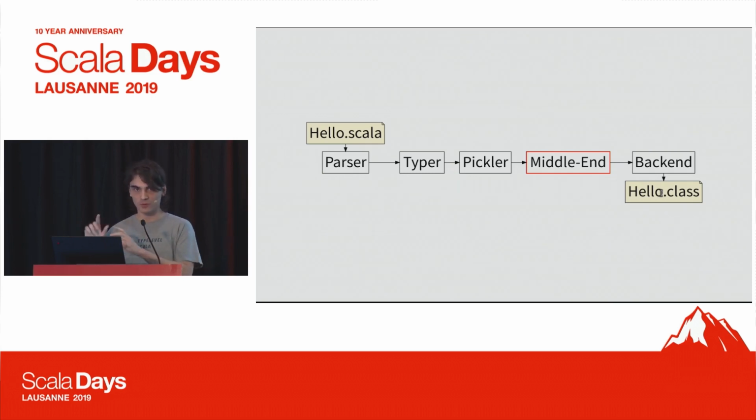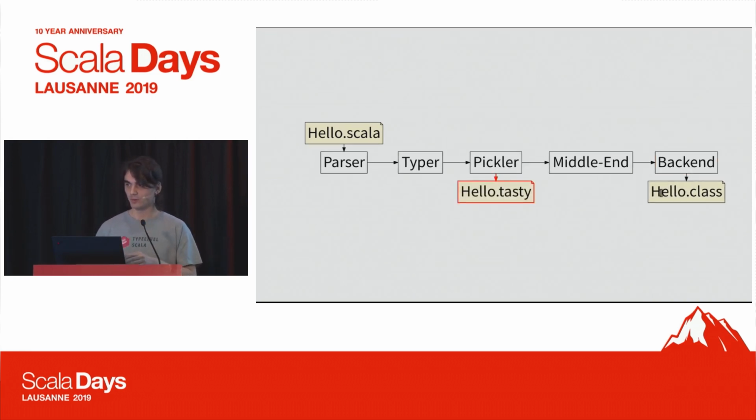And once we've done all the simplification steps, we get to the backend. The backend is just the piece of code which is going to take our trees and emit class files for them, or JavaScript, or some other thing. Okay, another question is, among all these phases, where should we put this new intermediate representation that we want to store? And of course, I put it in the middle. It's the pickler.